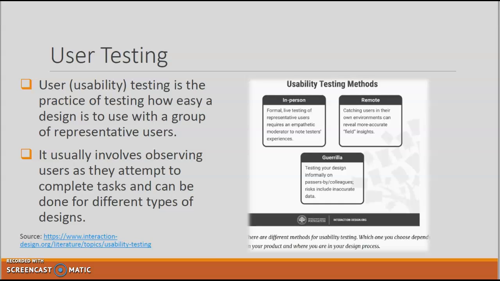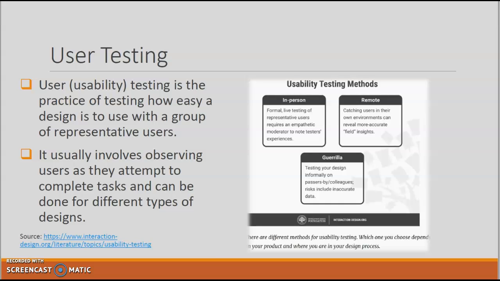If possible, I understand we only have a week to do this, so just do your best, but it does involve observing users as they attempt to complete tasks, and can be done for all different types of designs. So here are some methods. You can do in-person, remote, and you can do what's called guerrilla, which is really ad hoc usability, with people that you really don't know, to get their feedback. So do your best this week.